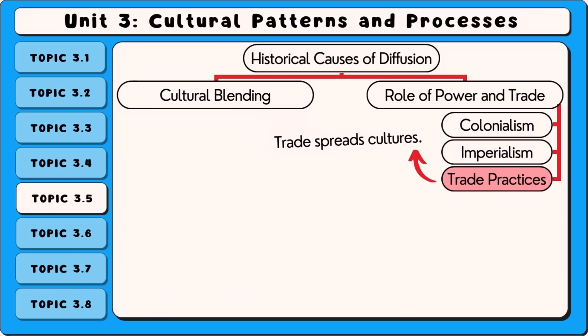For example, Islam spread through trade across North and East Africa, bringing religion, language, and architectural styles. The Columbian Exchange brought new foods, animals, and agricultural techniques between the Americas, Europe, and Africa, forever changing diets and farming systems around the world.